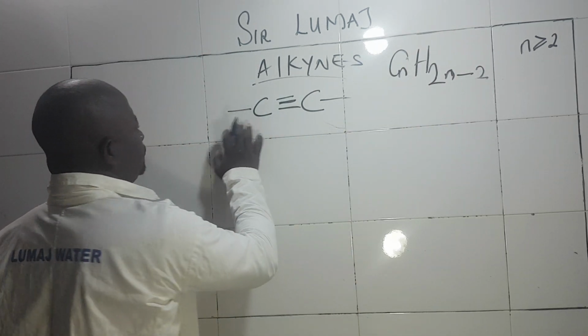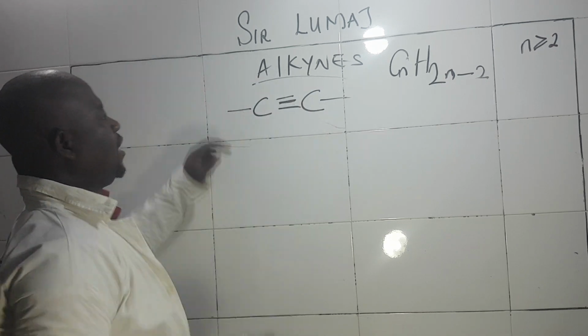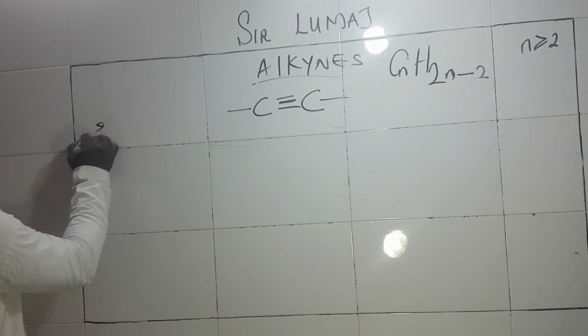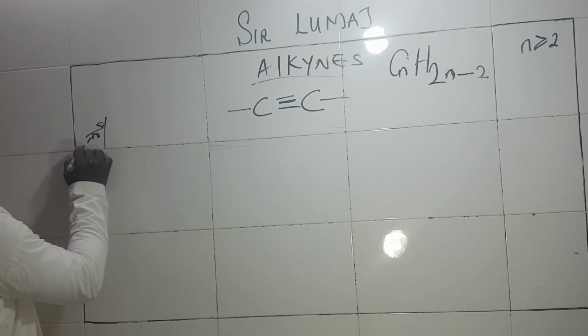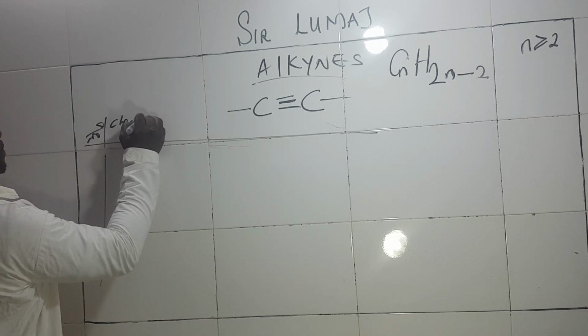So we have this carbon to carbon triple bond. That is for alkynes. Just the way I've done for alkenes, we have the serial number, we have the chemical name.